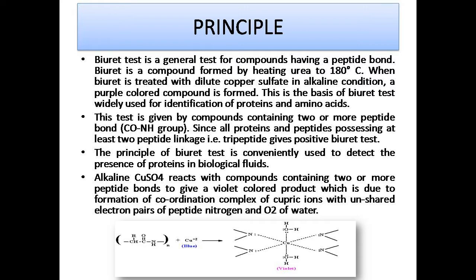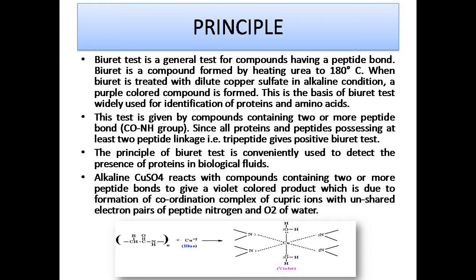Students, let us first discuss the principle of the Biuret test. It is a general test for compounds having a peptide bond. Biuret is a compound formed by heating urea to 180 degrees Celsius, and when this biuret is treated with dilute copper sulfate in alkaline condition, a purple colored compound is formed. This is the basis of the Biuret test, widely used for identification of proteins and amino acids.